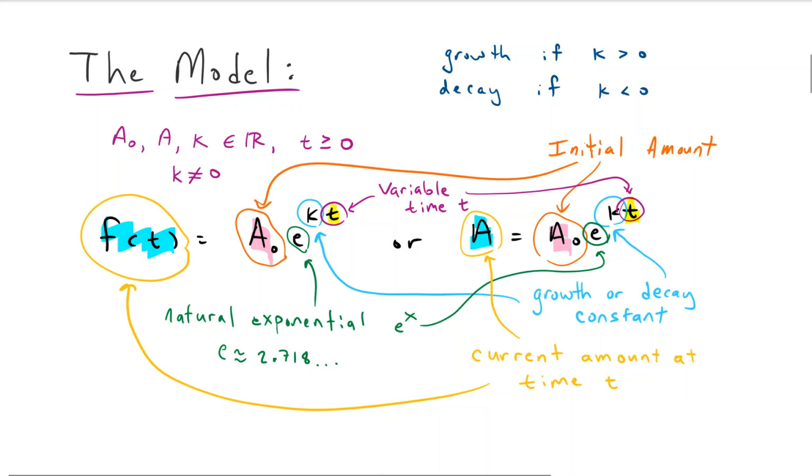We have e. e is the natural exponential function. So this is an exponential growth or decay model with base e. And k is your growth constant. If the growth constant is positive, it's a growth constant. If the constant is negative, it's a decay constant, meaning you've got a decay model. If k is negative, it's a decay model. If k is positive, it's a growth model.